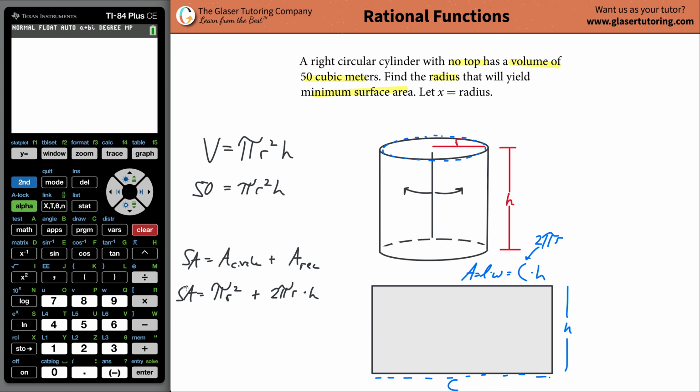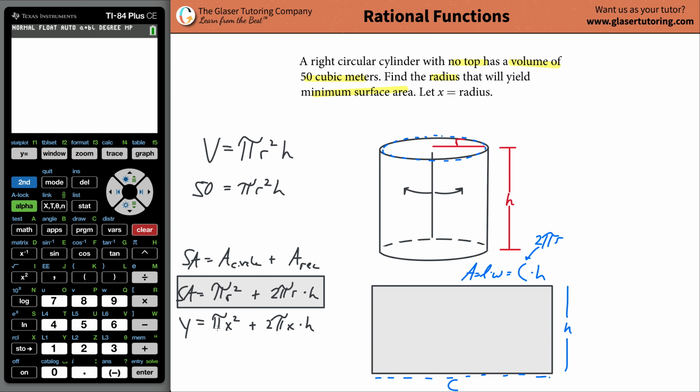Now, the whole problem is asking me to minimize the surface area. So this is really my function of interest, and this is the function that I'm going to wind up plugging into my calculator. What I'm going to do is call the surface area y, and start calling the radius x. So this would be pi x squared plus 2 pi x times the height.